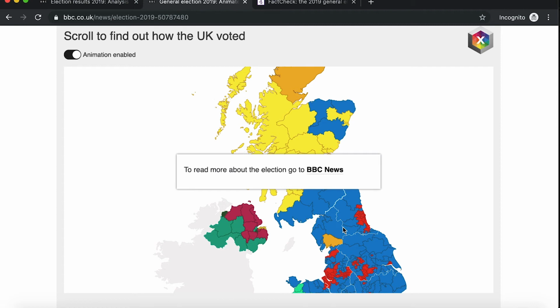So I think that's a really good example of communicating information, or data rather, in a way that could be easily followed, is interesting, and it follows a narrative.